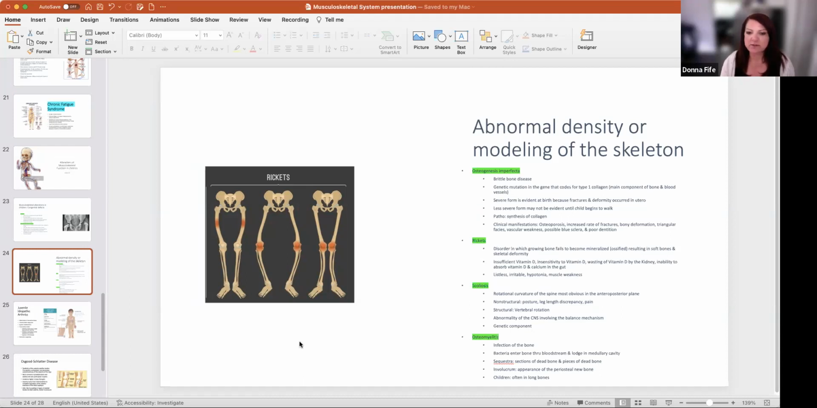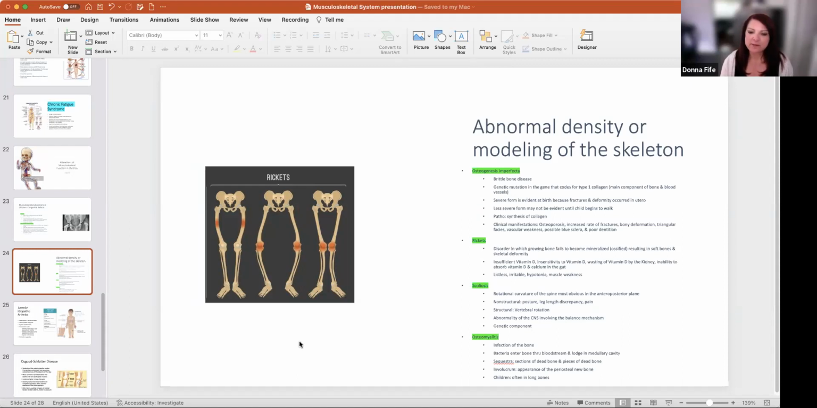Pathophysiology, there's a defect in the synthesis of collagen, and clinical manifestations include osteoporosis, increased rate of fractures, bony deformation, triangular facies, vascular weakness, possible blue sclera, and poor dentition.